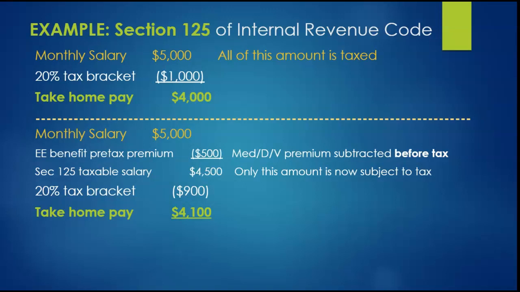So maybe it's a medical, dental, vision premium that we're subtracting before the tax. So we're taking out $500. So now our Section 125 taxable salary is not $5,000, it's $4,500. Same tax bracket of 20%, only this time we're only taking out $900, which means that my take-home pay is $4,100. Now, $100 a month doesn't necessarily sound like a ton, but that can add up over time.